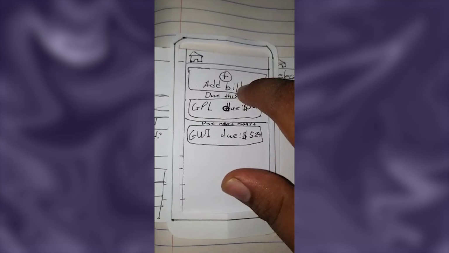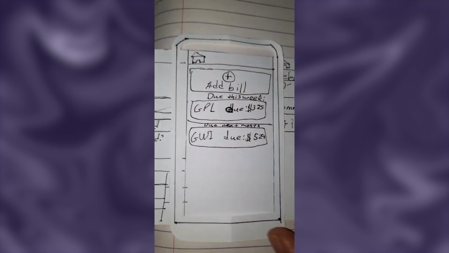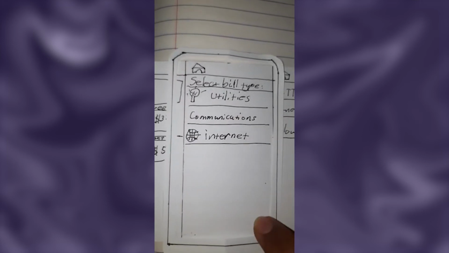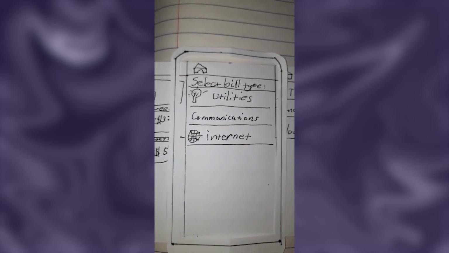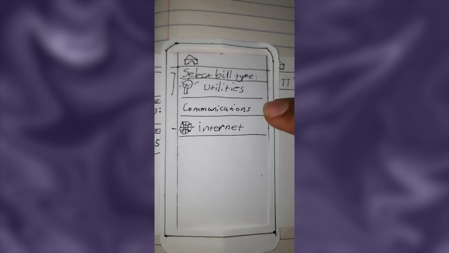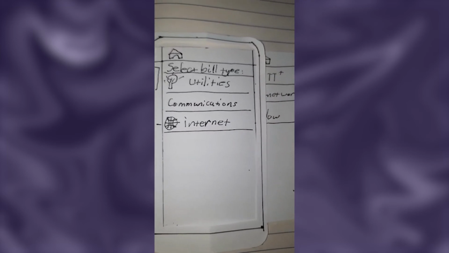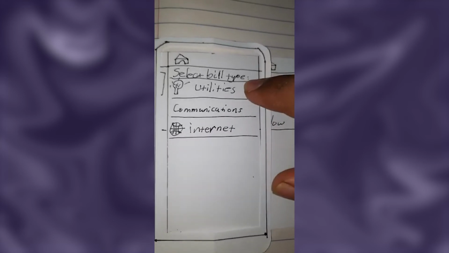When the user clicks on add bill, it goes to a screen that would ask them to pick the bill type, whether it be utility or a communication bill or internet bill or a water bill, whatever it is.